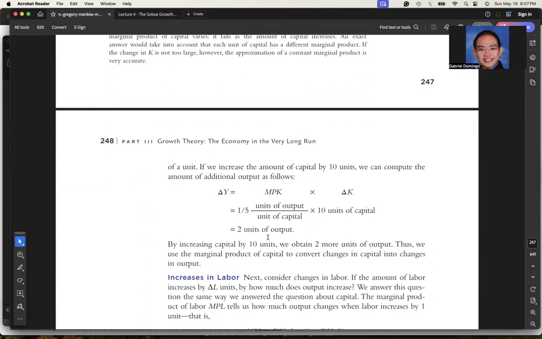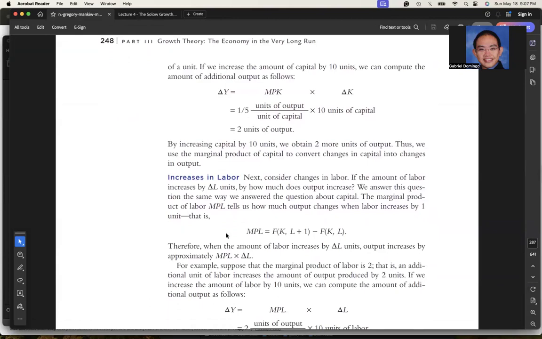Then you'll find that if you change capital, it will change Y based on MPK times the change in capital. So the interpretation here is super easy, right? If your K goes up by 1 unit or 10 units, each unit will contribute a given number of increase in output. That's basically what MPK means. So you multiply your change in K by MPK, and that will give you the change in Y.